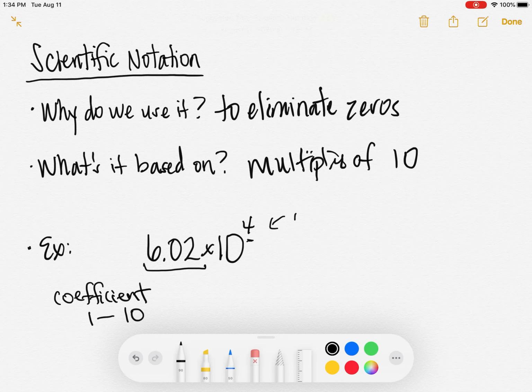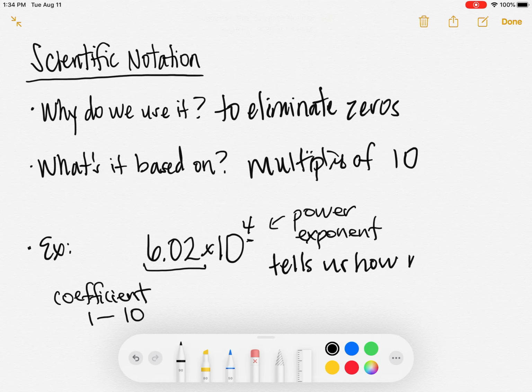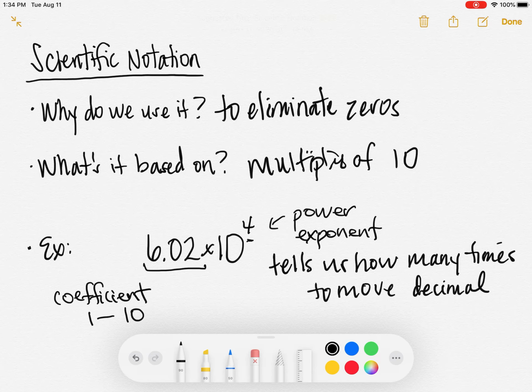10, again, it's based on multiples of 10, so we have that times 10, and then to some power. I call it a power, some of you might call it an exponent. Either one will work. And basically, that number tells us how many times we move the decimal, okay? So you might want to write that. It tells us how many times to move the decimal when we take this number out of scientific notation.